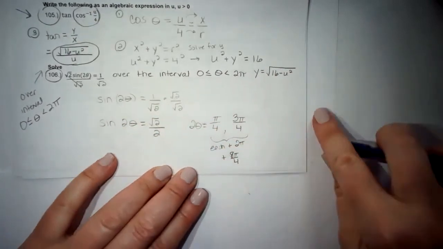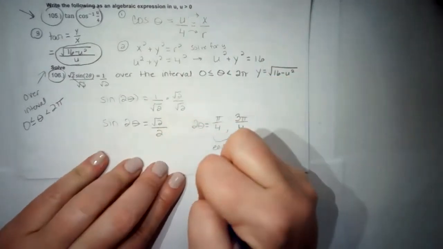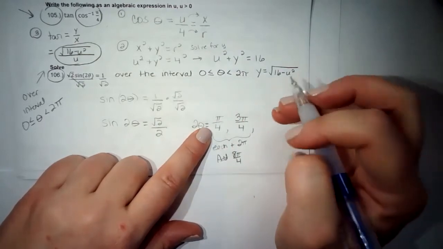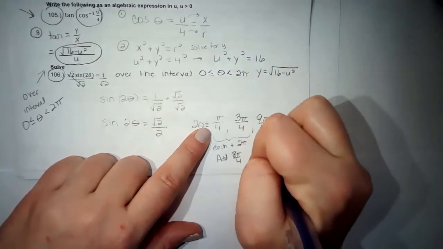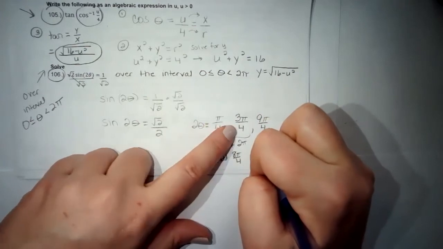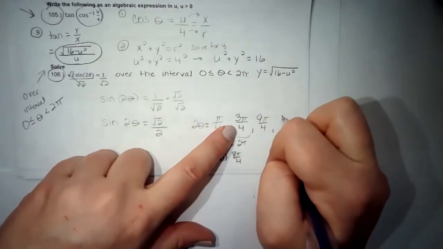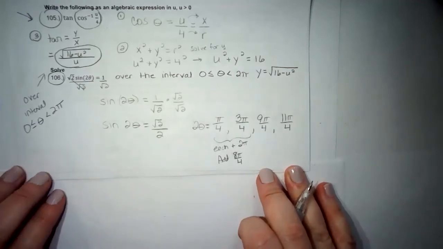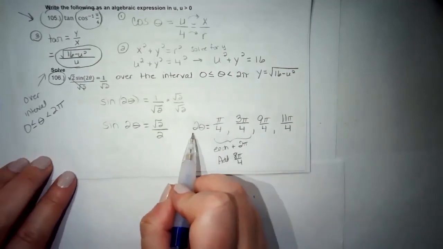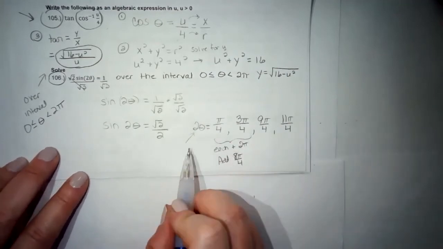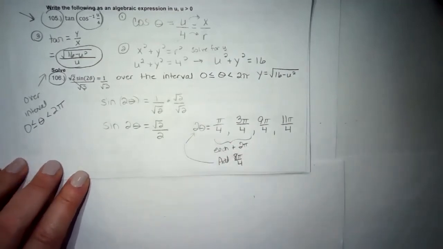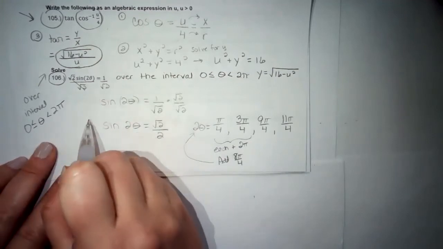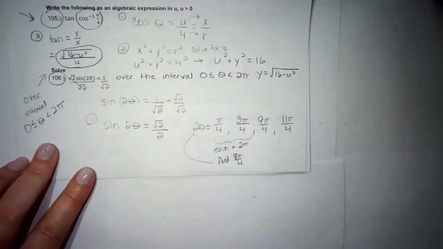Okay, I'm going to add 8 pi over 4. If I add 8 pi over 4 to pi over 4, that's 9 pi over 4. And if I add 8 pi over 4 to 3 pi over 4, I get 11 pi over 4. Because this is 2 theta, I have to add 2 pi to each one of those, and you should have 4 answers. So first step is you're going to solve for sine of 2 theta.